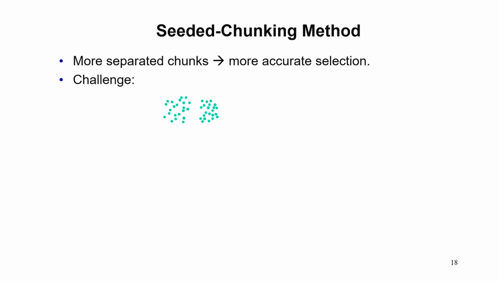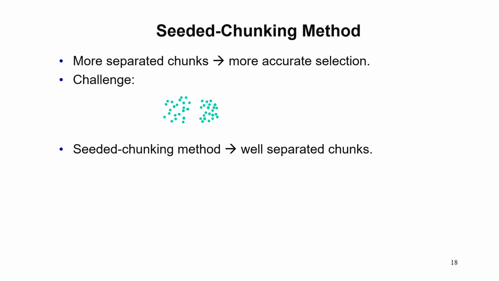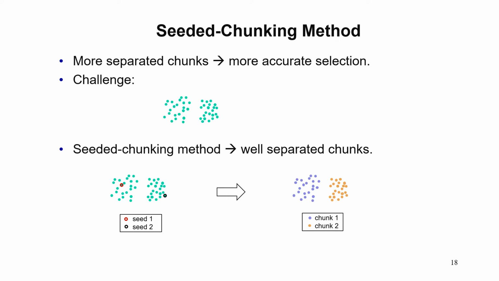So the hierarchical selection method leads to a new challenge. How do we divide samples into well-separated chunks without knowing all the distances between all the samples? To solve this challenge, we developed a seeded chunking method that can generate well-separated chunks. The seeded chunking method first finds far-away seeds for chunks. These two circle dots are the two seeds for the two chunks in this example, and it lets closer samples go into the same chunk if possible.